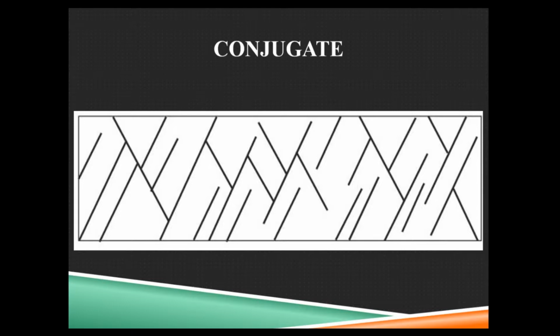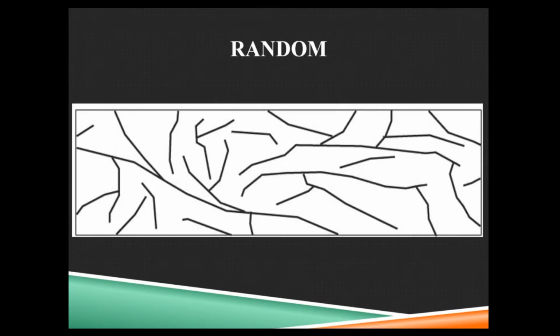Conjugate, just like in joints, conjugate joints, you can have conjugate faults. Then we can have random faults. They're not following a regular pattern like those conjugate ones or the parallel ones. They're just in all different directions.